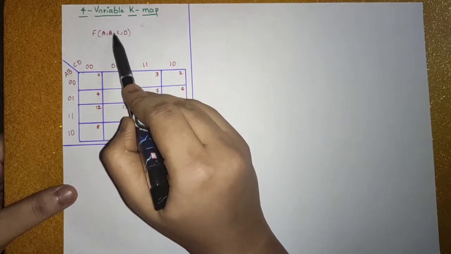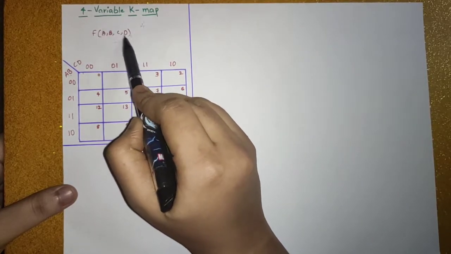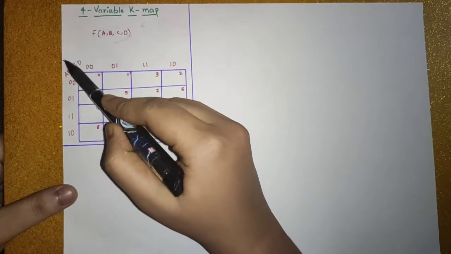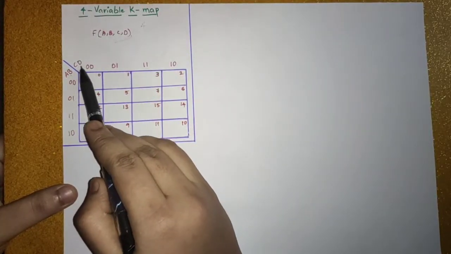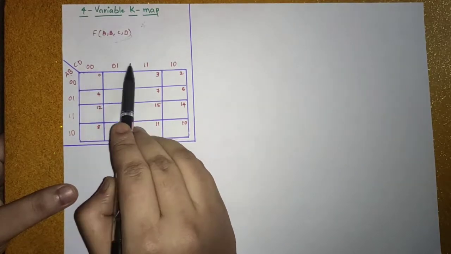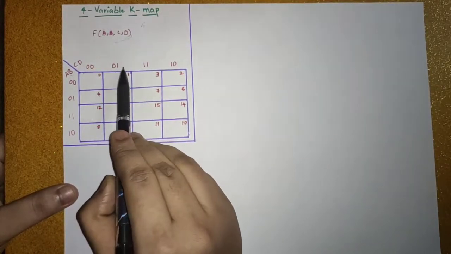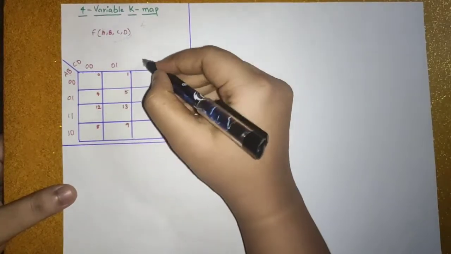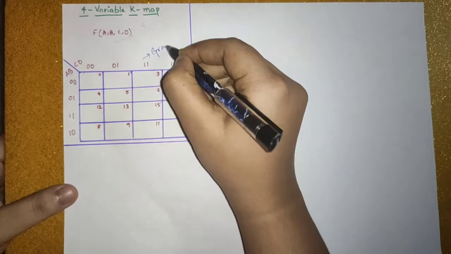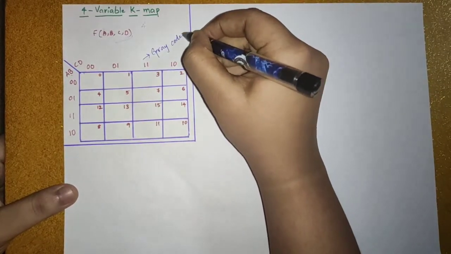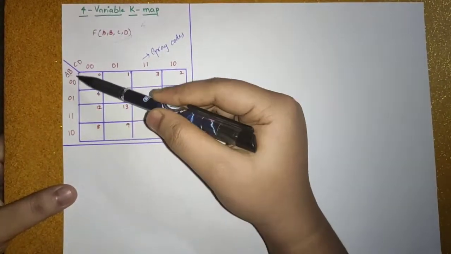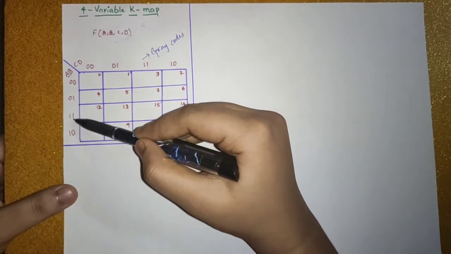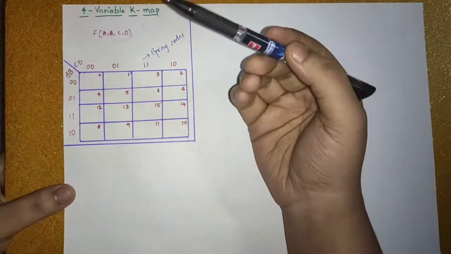You can take ac and bd, or ab and cd, or ad and bc, anything you can take. Write two combinations on either side of this line, and for two variables the possible binary codes are 4: 00, 01, 11, 10. These are gray codes. We need to write in gray codes. For AB, the possible combinations are 4: 00, 01, 11 and 10. These are also in gray codes.